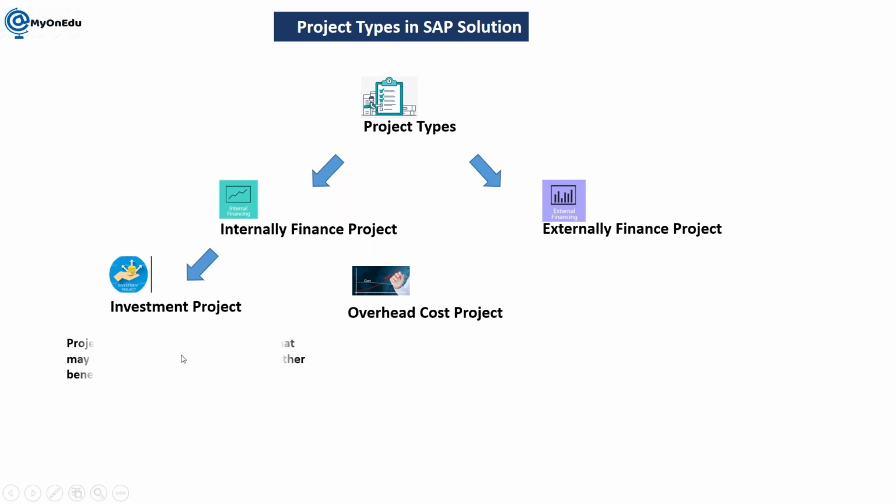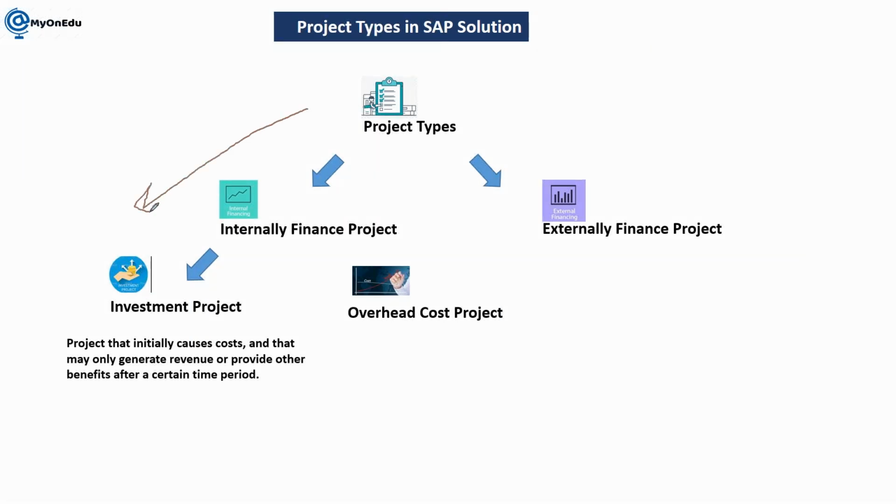Okay, so what exactly is an investment project? Project that initially causes cost and that may only generate revenue or provide other benefits after certain time periods. So if you see here, investment projects are those projects where we are executing for ourselves within the organization where there is no customer. Okay, so it means there is no direct revenue from day one. There is no revenue planning, nothing. Okay, so sales side, it will not be any implementation, just it will be from the investment side, right?